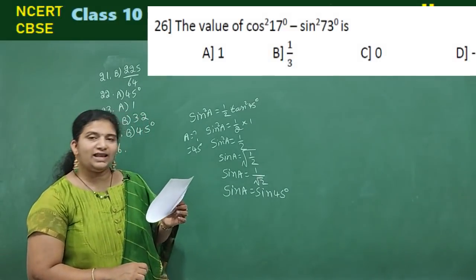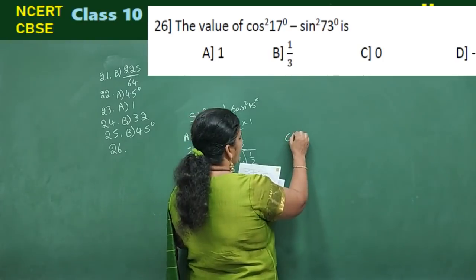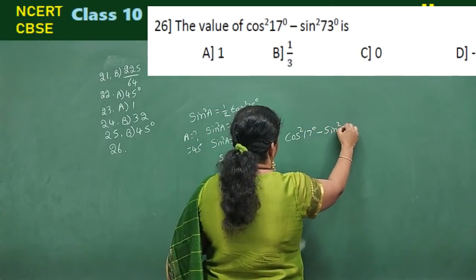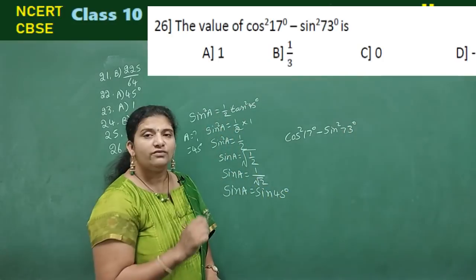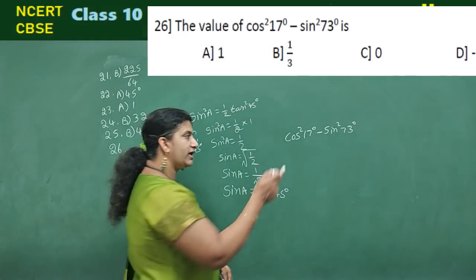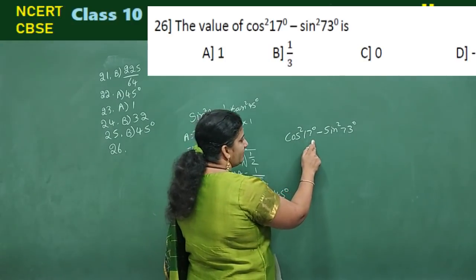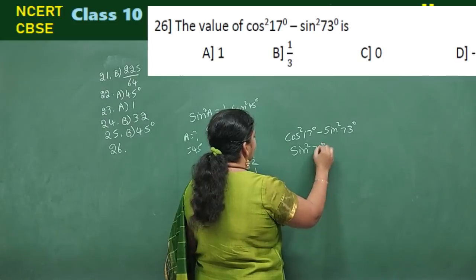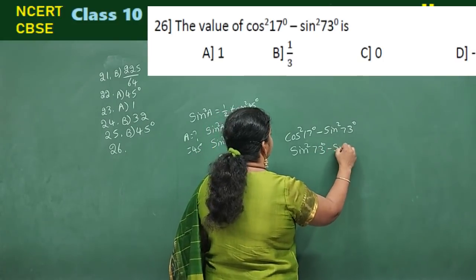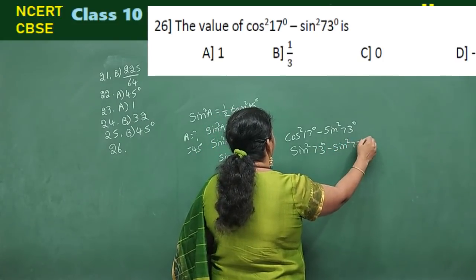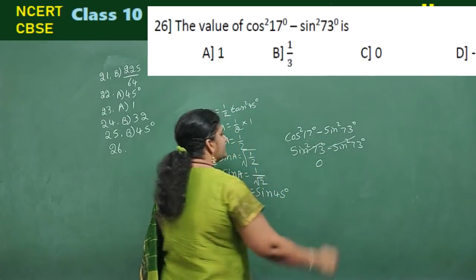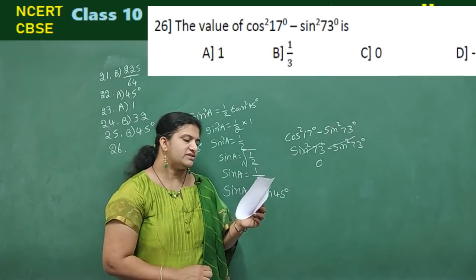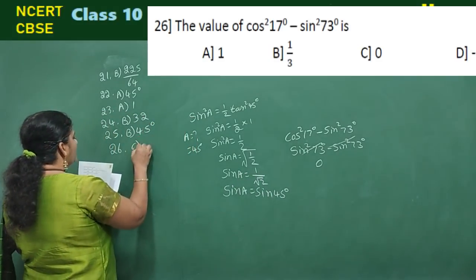26th one, the value of cos square 17 degree minus sine square 73 degree. We know complementary angles. Accordingly, I am going to change cos square 17 degree, I can rewrite it as sine square 73 degree minus sine square 73 degrees. What happens? It will be cancelled. 0 is your answer. So, see the answer here. Which one is the right answer? Option C, 0.